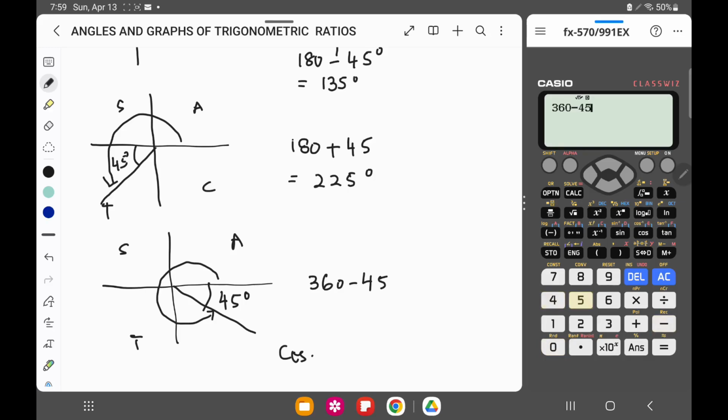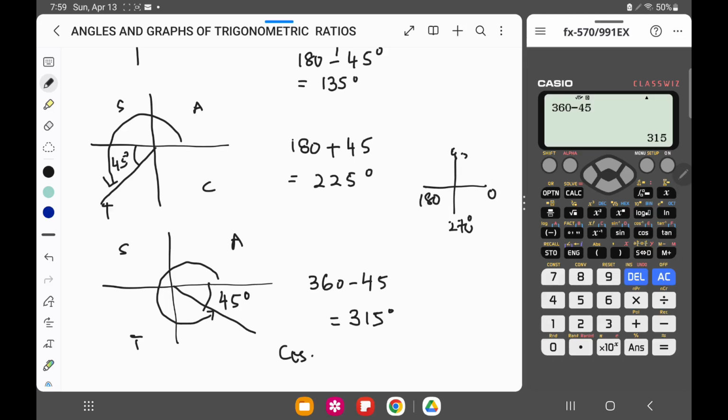360 minus 45 is equal to 315 degrees, which is in the fourth quadrant. All right, so we know the axes are at 0, 90, 180, 270, and then 360 degrees.